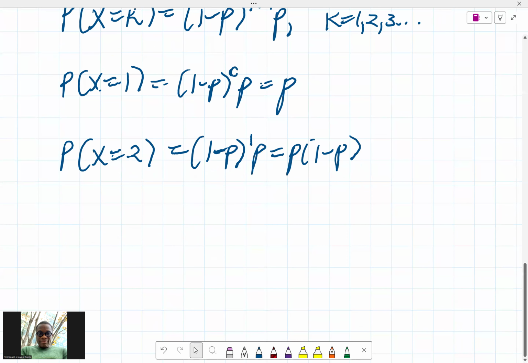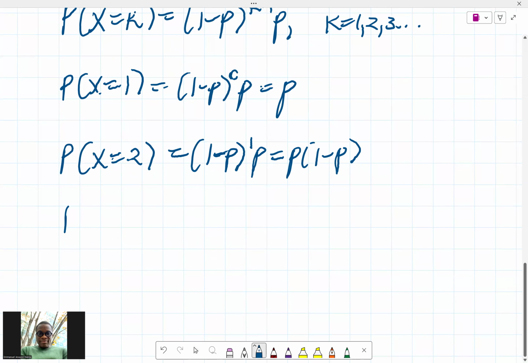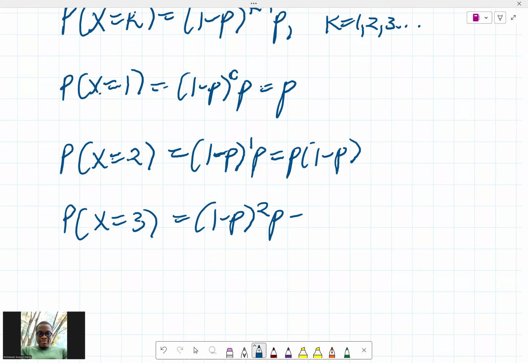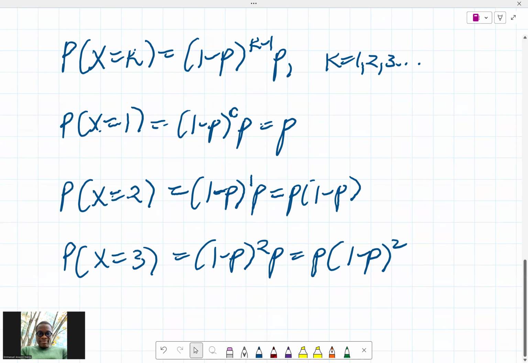Next, we have the probability that X is equal to 3. That means k is 3, and that means we have (1 minus p) raised to power 3 minus 1, that's 2, times p. So that's p into (1 minus p) squared. So we have seen the pattern already. This is more like our p1, p2, and p3, and so on and so forth.